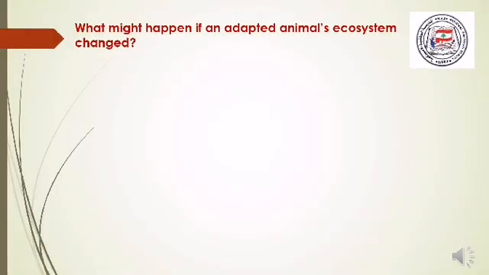Let's read now together the question so you can think to find the correct answer. What might happen if an adapted animal's ecosystem changed? The correct answer is the animal might not survive to reproduce and pass its adaptations to its young.